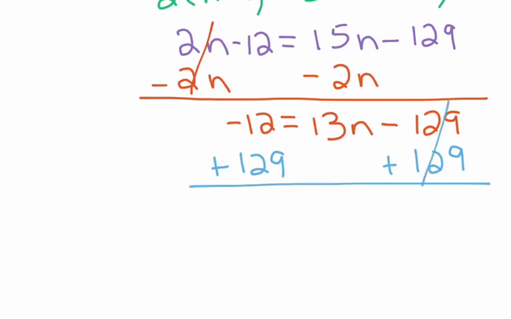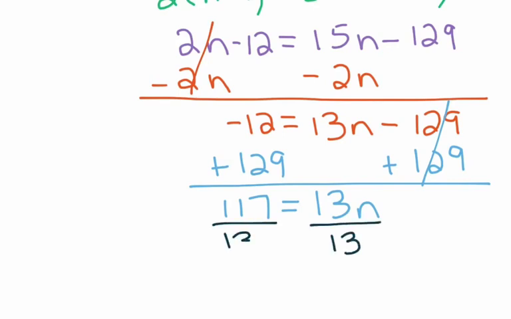These will cancel on the right side, and on the left side I'm going to take negative 12 plus 129 to give me 117. So I have 117 on the left side. Bring down my equal sign, make sure that I keep those aligned. On the right side, I'm going to bring down my 13n. My last step is going to be to divide by the coefficient. So I divide both sides by 13, and I'm going to get n is equal to 9. n is equal to 9.